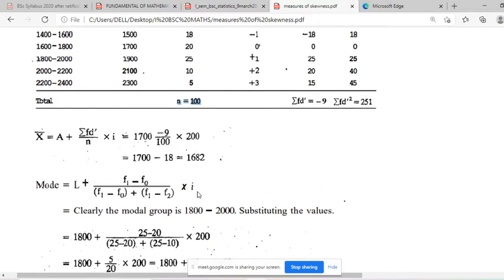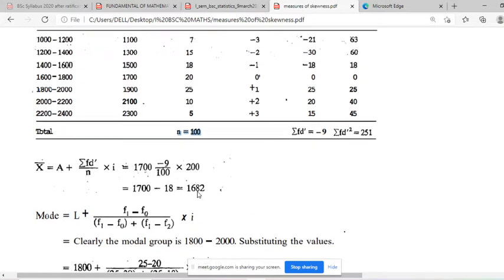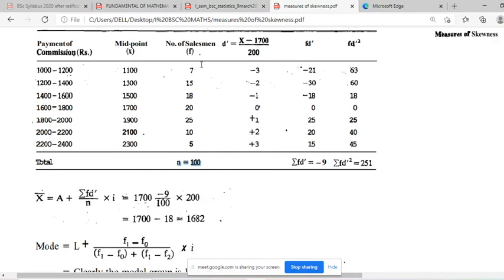Now you find out the mode. Okay. So what is n by 2 value? N by 2 is 50. Where does the 50th observation lie? We have to find out the cumulative frequency. 7, 15, that is 22. 22 plus 18, that is 40. 40 plus 20, that is 60. So this is the modal class.